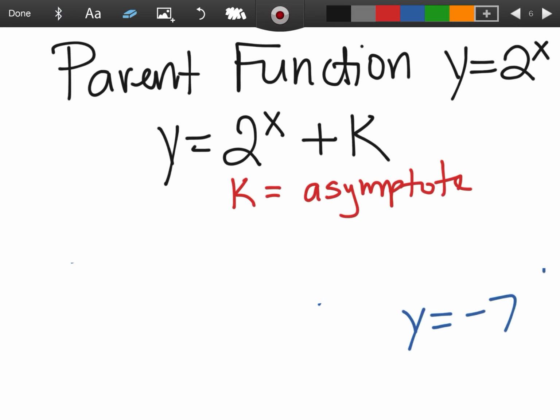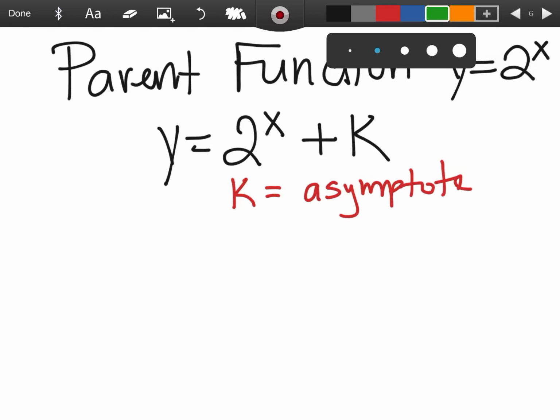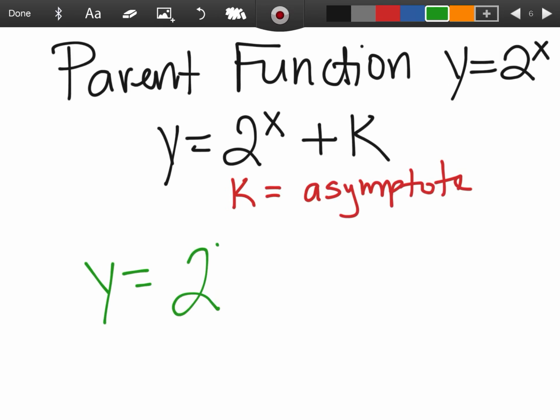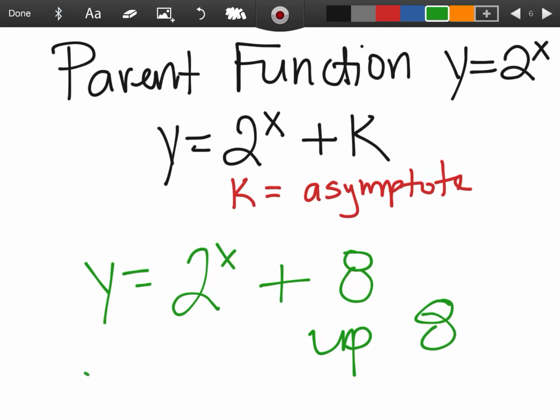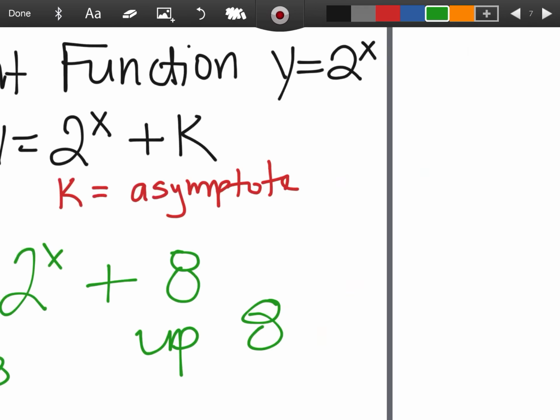If that last part confuses you about the asymptote, don't worry about it. But that's going to be very helpful, and I'll talk a little bit more about that tomorrow. All right, last one, y equals 2 to the x plus 8. That means I'm shifting up 8. And guess what? My asymptote is also 8, okay?